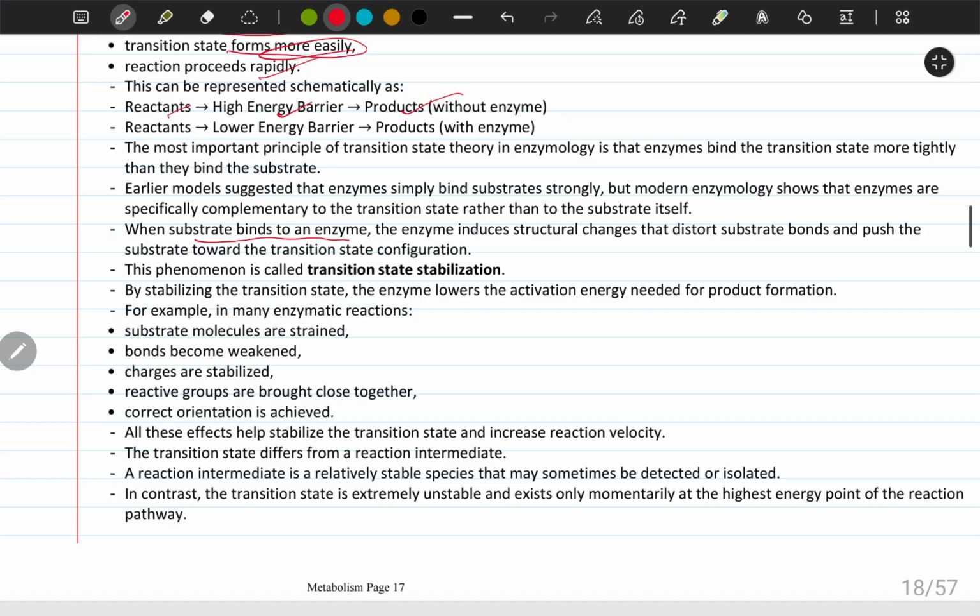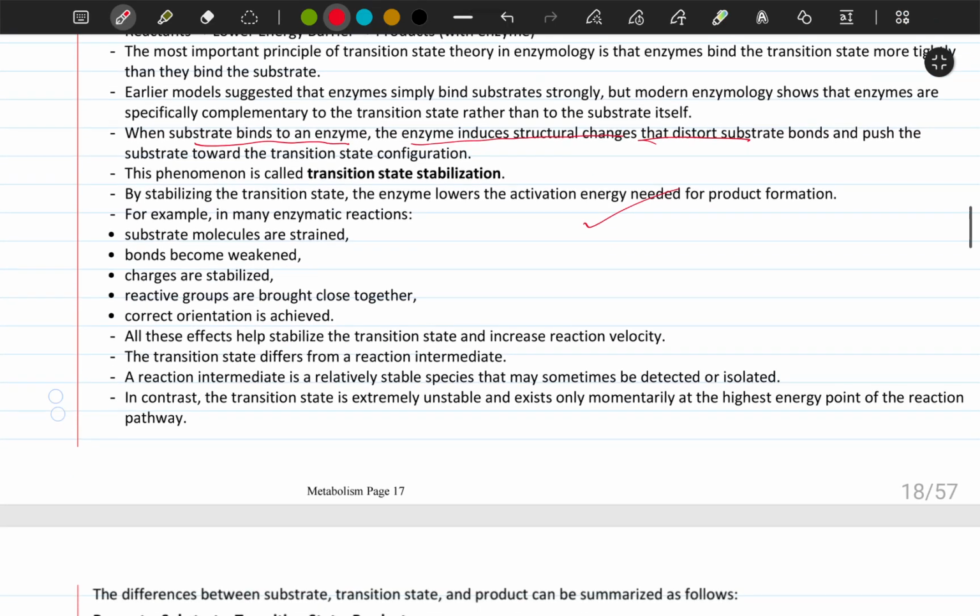When substrate binds to an enzyme, the enzyme induces structural changes. This distorts the substrate bond and pushes the substrate forward to the transition state configuration. This phenomenon is known as transition state stabilization. By stabilizing the transition state, the enzyme lowers the activation energy needed for product formation. For example, in many enzymatic reactions, substrate molecules are strained, bonds become weakened, and charges are stabilized.